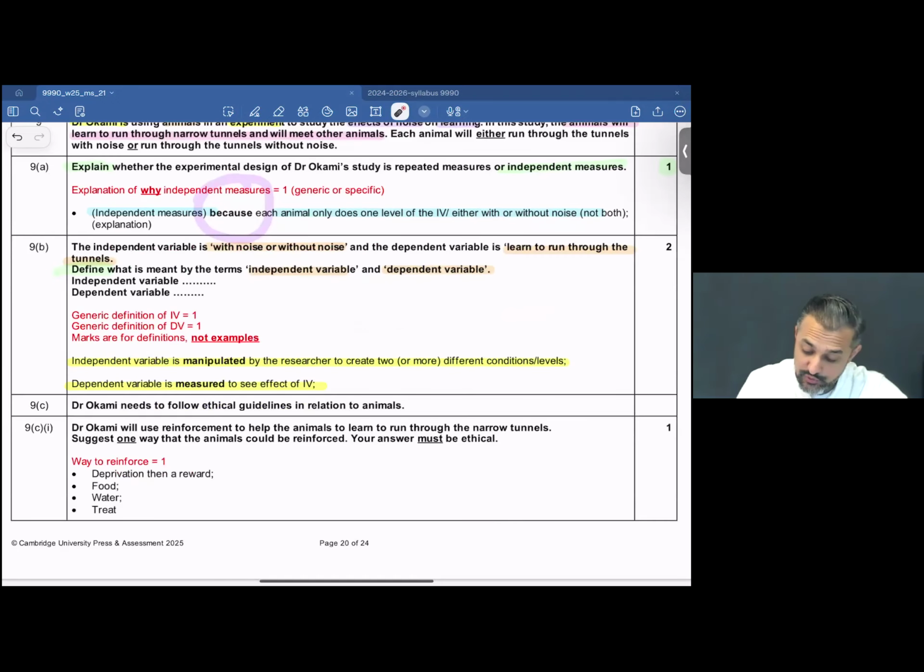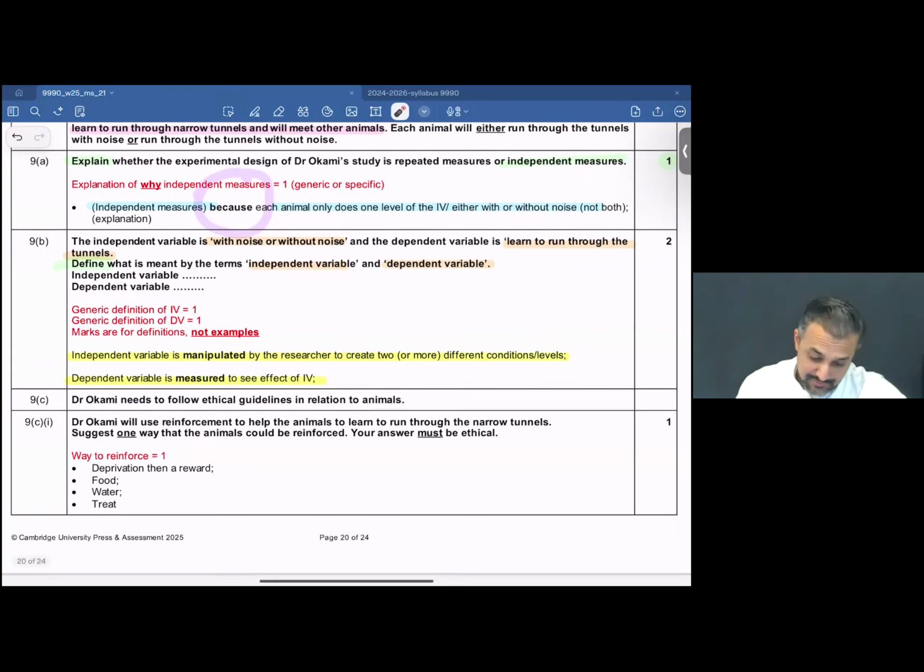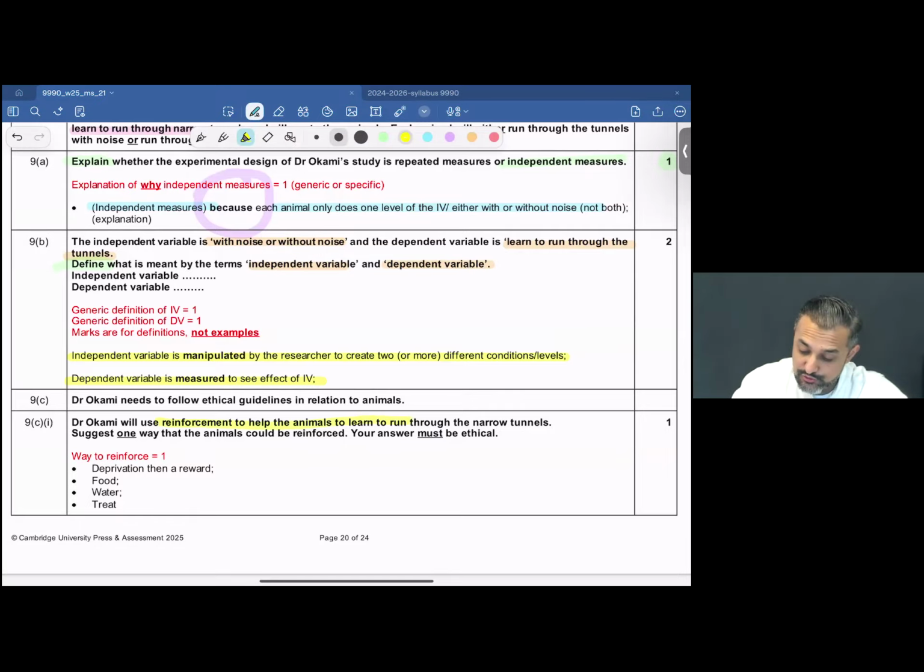So Dr. Kami needs to follow ethical guidelines in relation to animals. There are different ethical guidelines that are there for humans versus animals, and we've had discussions on this many times. Dr. Kami will use reinforcement to help the animals to learn to run through the narrow tunnels. Suggest one way that the animals could be reinforced. Your answer must be ethical.